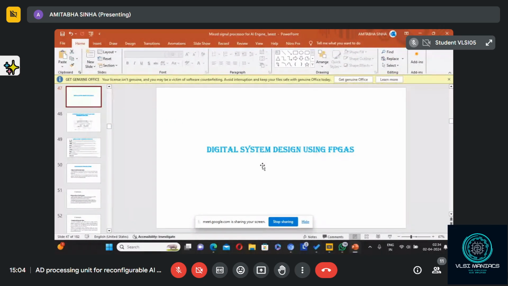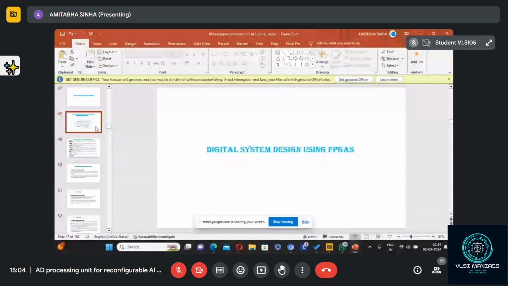The topic of discussion today is digital system design using FPGAs. The idea is to give you an overview of how to design an FPGA based system.